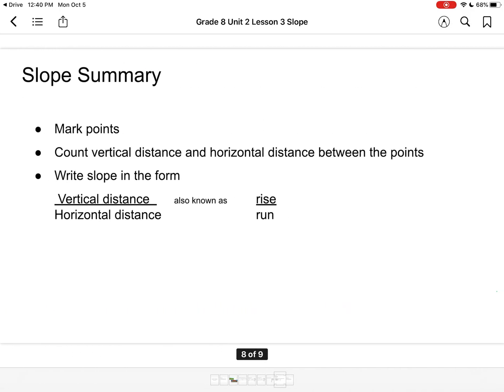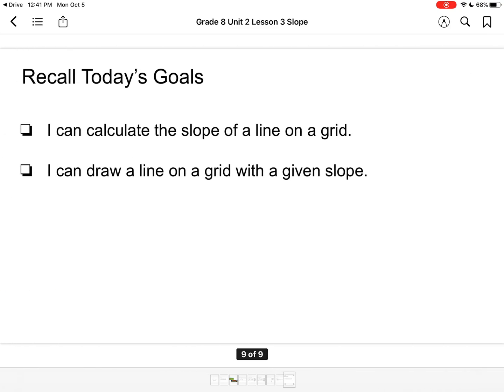So to summarize, you find your points, count your vertical distance and your horizontal distance between the points, and write the slope in the form vertical over horizontal. And that's also called rise over run. You may see that in some textbooks. So today you learned how to calculate slope and how to draw a line with a given slope. And that's the end of today's lesson.